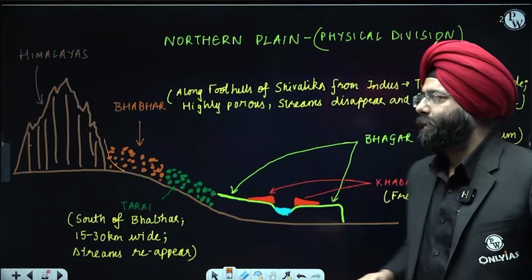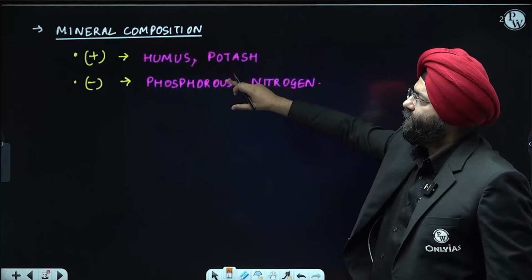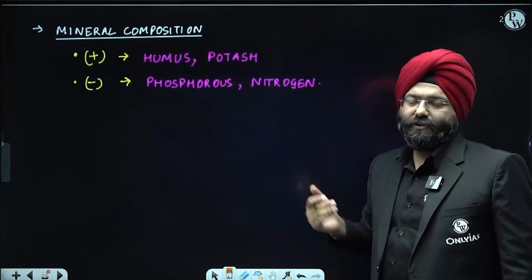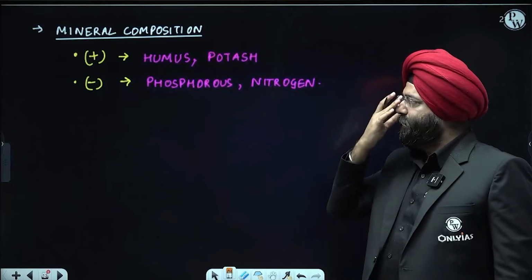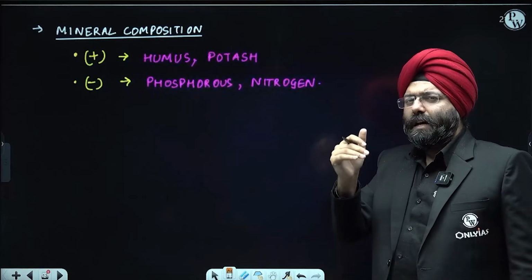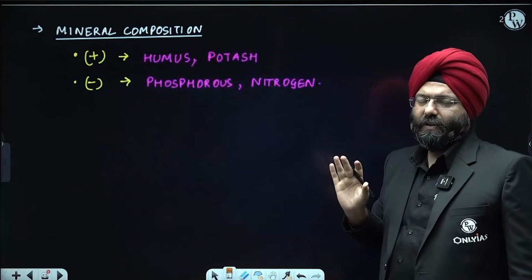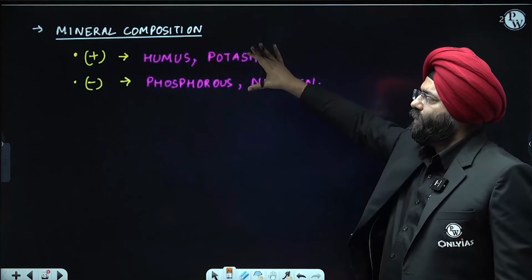Okay, let's move ahead. Mineral composition: it is rich in humus and potash, but it is deficient in phosphorus and nitrogen. This can be asked in your examination because at least you should be knowing these mineral contents. Certain soils might be predominantly rich in some and might lack something, so you can write them, they have been written over here. So which are the important ones, right?